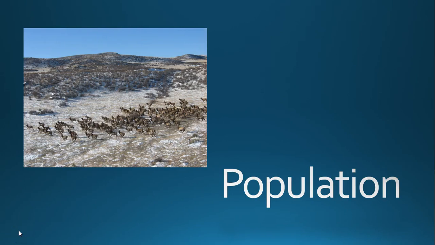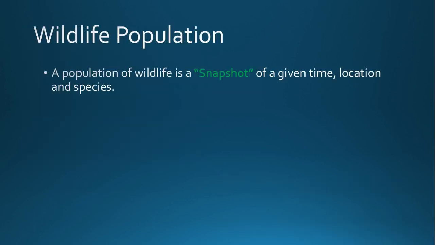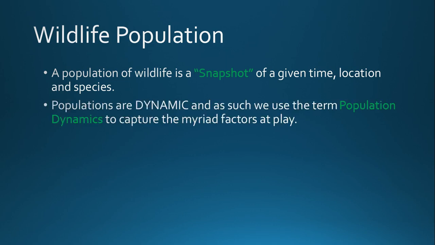All right, now we get to start talking about some of the more intricate topics like population dynamics. So as we approach this, it's important that we understand what a wildlife population is. It's a snapshot at any given time or location, and it has to do with a species. So a wildlife population is the number of individuals that occur in a defined area. But the important piece here is that at any point in time, it could be a different number. So it's just simply a snapshot.